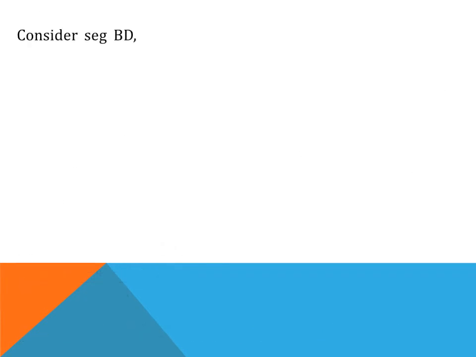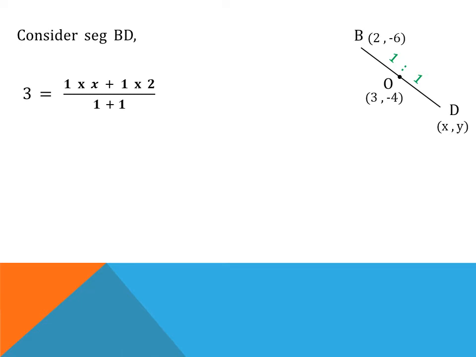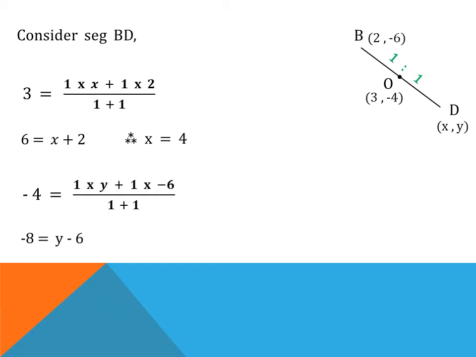Now for segment BD, we know the coordinates of point B and O. So again if we apply the section formula to the segment BD, we can get the coordinates of point D. So now 3 will be equal to 1 into x plus 1 into 2 upon 1 plus 1. So if we cross multiply, we'll have 6 is equal to x plus 2 and that will give us the value of x as 4. Similarly for the y coordinate, we'll have minus 4 is equal to 1 into y plus 1 into minus 6 upon 1 plus 1. So that is minus 8 is equal to y minus 6 and that gives us y is equal to minus 2. Hence the fourth vertex is D is equal to 4 comma minus 2.